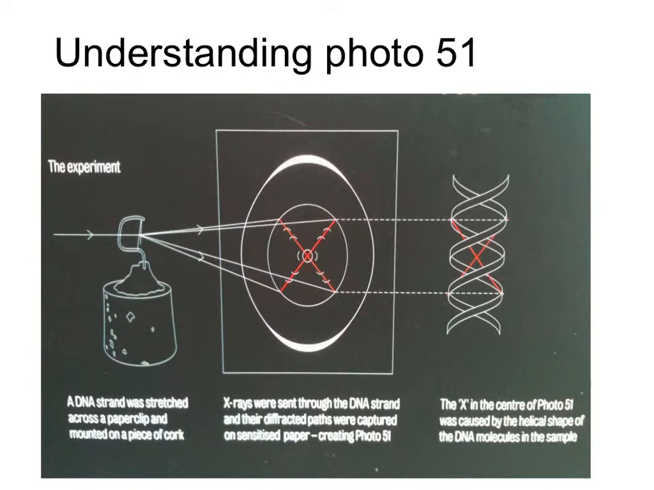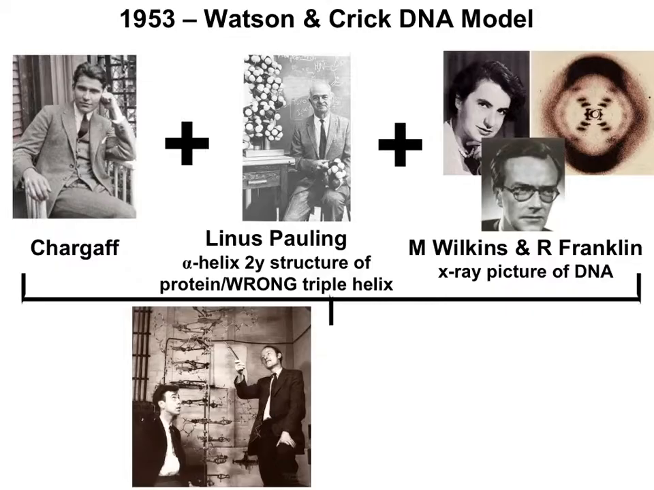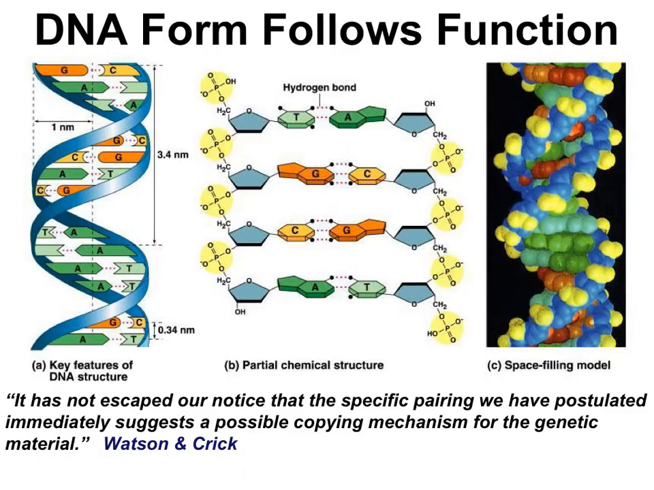Rosalind Franklin created this beautiful Photo 51 of DNA, but just didn't pull out all of the pieces of information and put those together. But Watson and Crick did put all of the pieces together using Chargaff's data and Photo 51 and analyzing another early model of DNA that proved to be wrong. Watson and Crick came up with their famous model of DNA with the structure that we accept today.